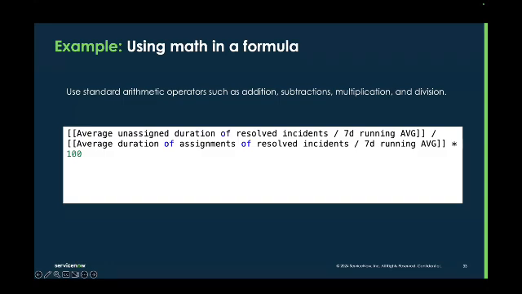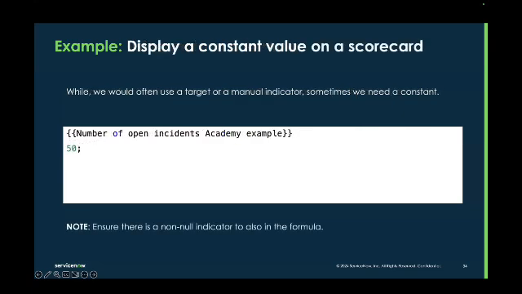So I'm putting in, I want the average unassigned duration of resolved days for the breakdown, or with the time series, 7-day running average, divided by the duration of assignments of resolved incidents, times 100 to give me a percentage. So when you see times 100, it's because we're dividing something out, but I want a percentage, so we multiply it by 100. You have access to that. Normal one, everybody sees this, but we can round this. We can run whatever we want to do with math or any other JavaScript function.